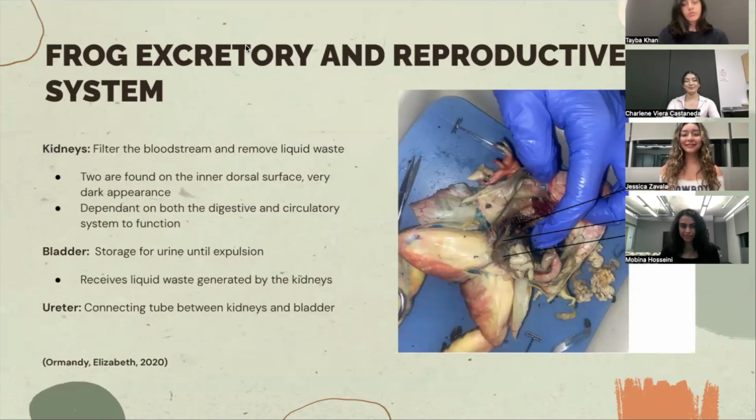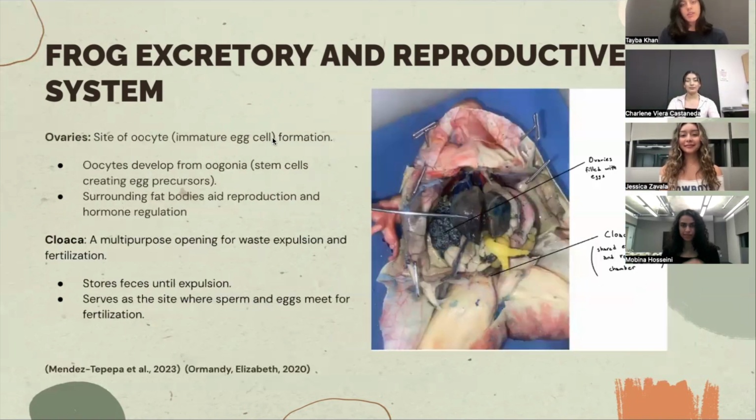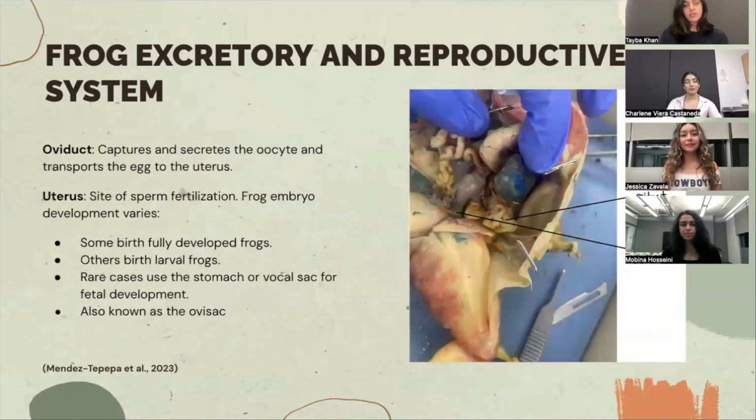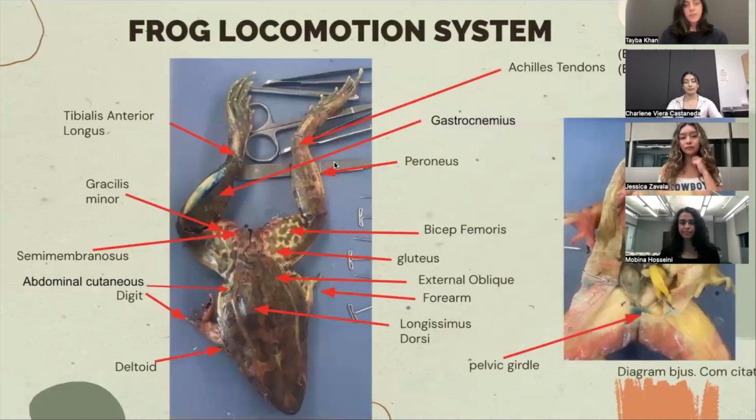The frog excretory and reproductive system. As mentioned before, kidneys filter the bloodstream while the bladder stores urine before excretion. In females, the reproductive system includes the ovaries, where egg cells develop, and the cloaca, which is a multi-purpose hole for both fertilization and waste. The oviduct transports eggs. Some frog species exhibit unique reproductive adaptations, such as gestation in the stomach or even the vocal sac. Our frog, however, lays eggs.